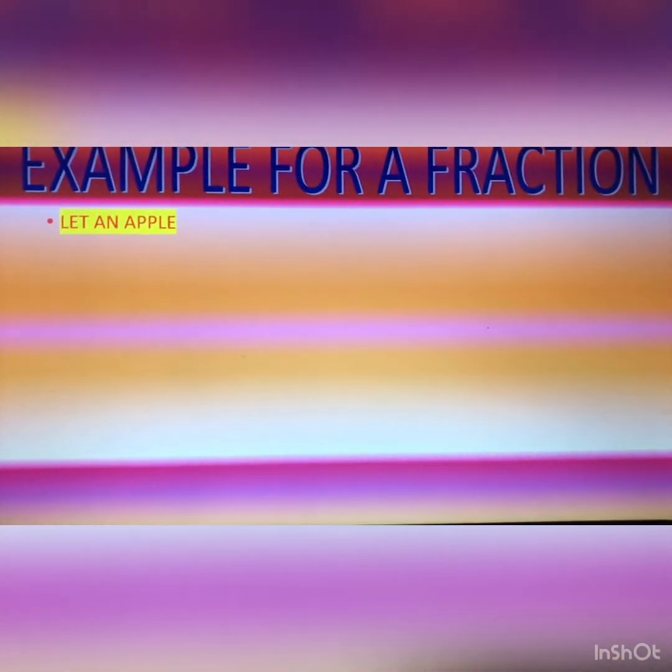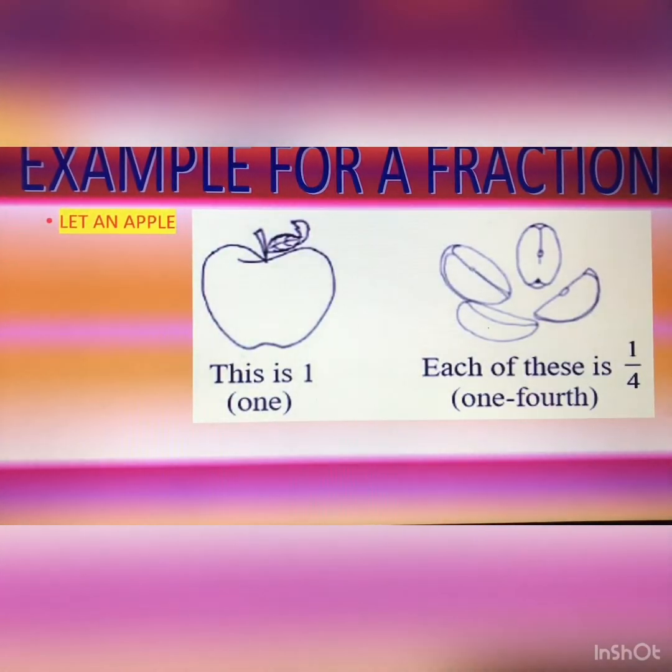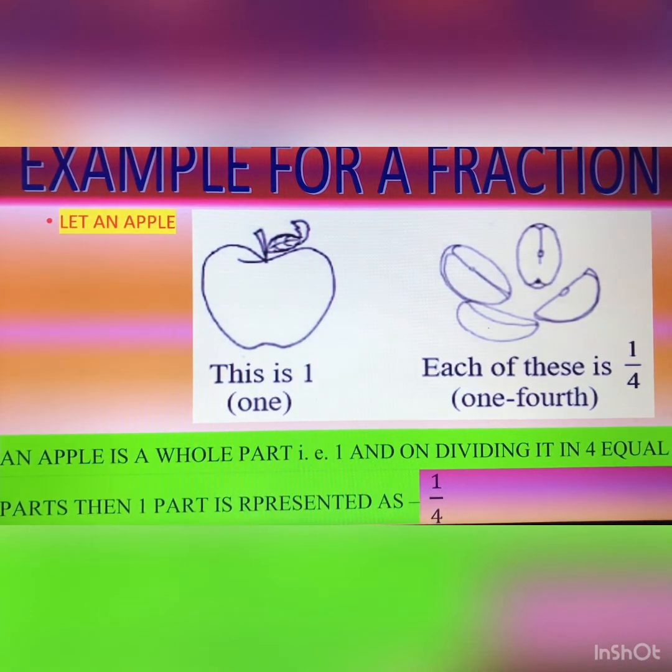Example for a fraction. Let there be an apple, and if this apple is divided into 4 equal parts, then one part is represented by 1 by 4. This is known as a fraction, because the apple is 1 whole and it is divided into 4 equal parts. So one part is represented by 1 by 4. So it is a fraction of an apple.